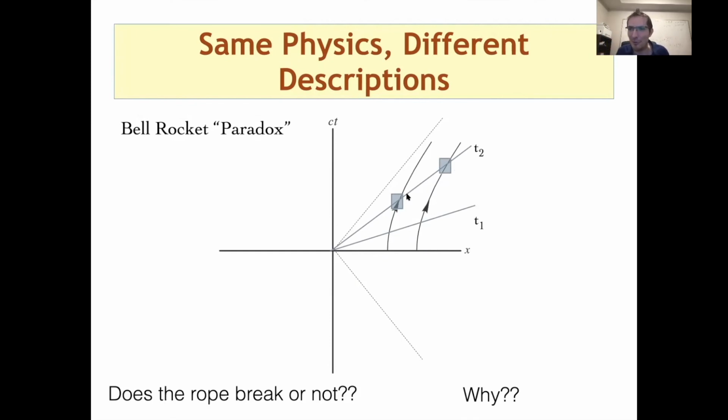You're going to break that rope. Oh, okay. So the question here is whether the rope breaks or not. From the point of view of the accelerated observer, it seems that it would break. From the point of view of the inertial observer, it seems that it may not break. So what is the right answer?